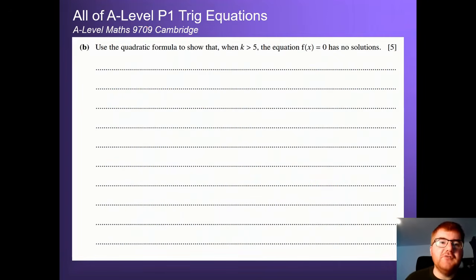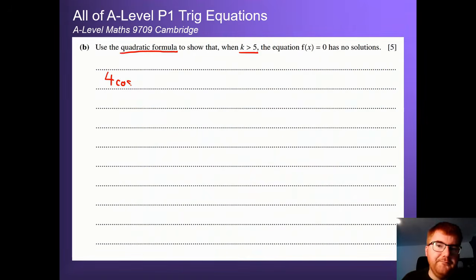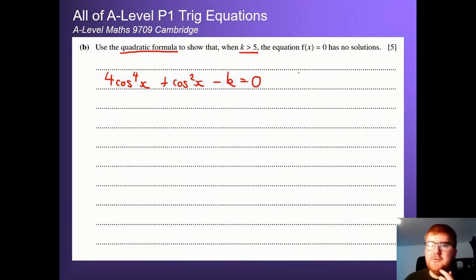Now we need to use the quadratic formula. This is a nice little mixture of quadratics and trig here to show that when k is greater than 5, this equation f of x equals 0 has no solutions. So let me just start with the general function that we've got here. So plus cos squared x minus k is equal to 0. Now if I was to use the quadratic formula, a is equal to 4, b is equal to 1, and c is equal to minus k.